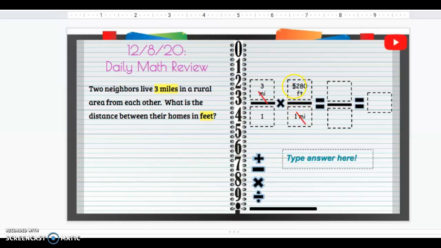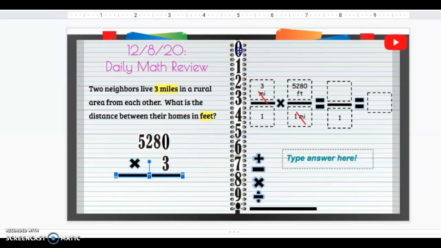So now I just have to multiply 5,280 times 3 and 1 times 1. Well, 1 times 1 multiplied across is 1. And then I do 3 times 5,280. So let's do that. 5, 2, 8, 0 times 3. So I put my 3 on the bottom. I've got to multiply it. Put my line underneath it.